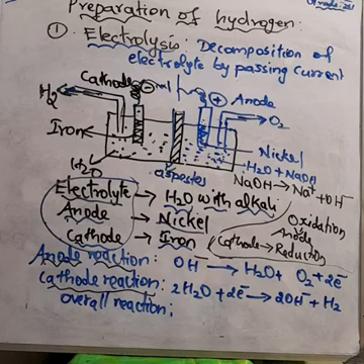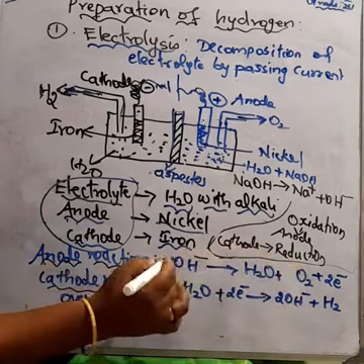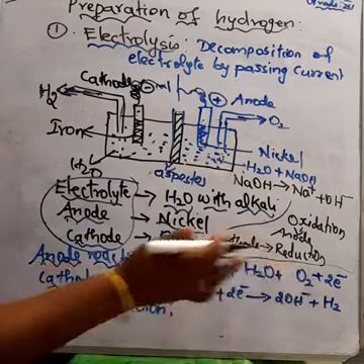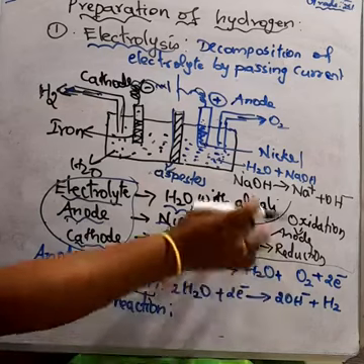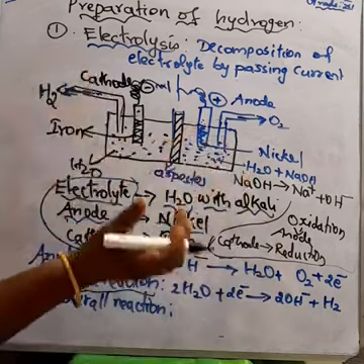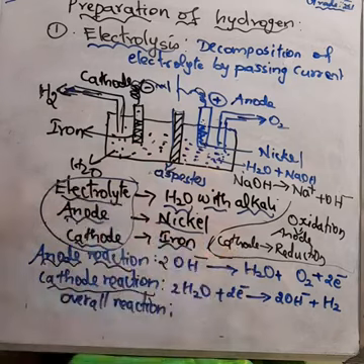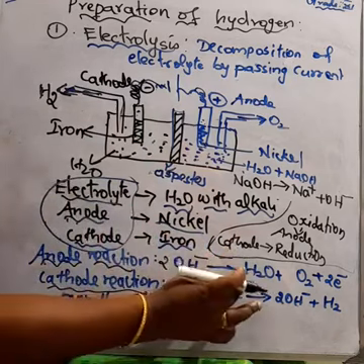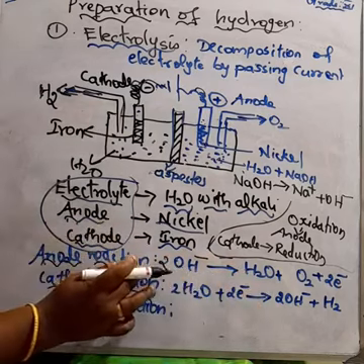OH minus ions form oxygen gas. Two OH minus ions form oxygen gas, and here we also have water, with more hydrogen present as the water molecule. Oxygen gas is evolved at this electrode, at the anode.